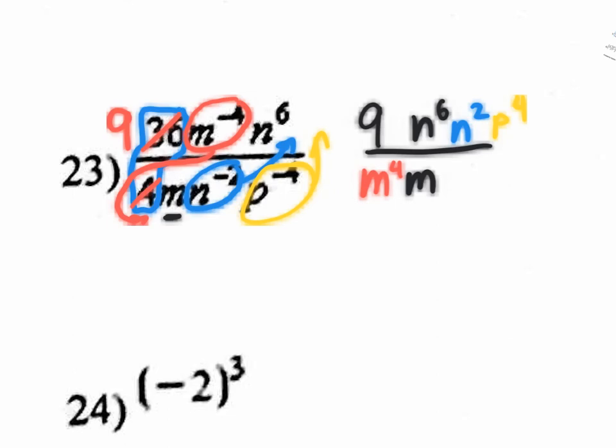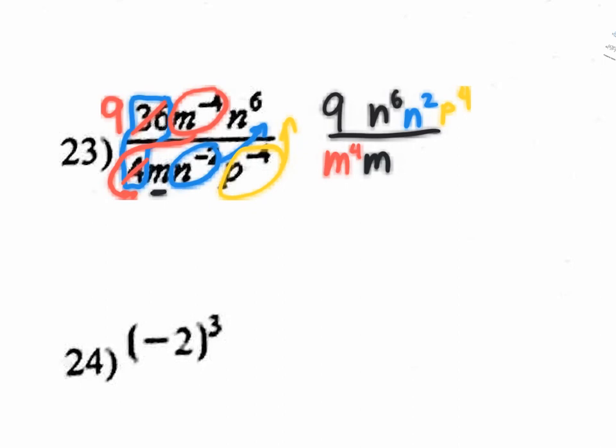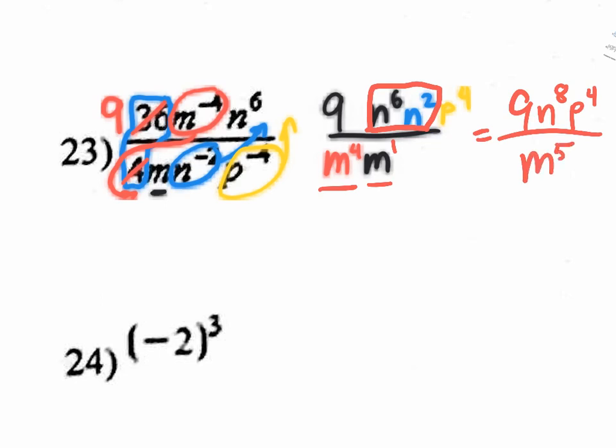Very similar. Okay, it feels like we just did this one. Anyway, what could we do? We could combine the n to the 6th with the n to the 2nd. We're going to multiply those, which means we add exponents. So our answer is going to be 9 n to the 8th, p to the 4th, over, combine the 4 and the 1, m to the 5th, and we are done.